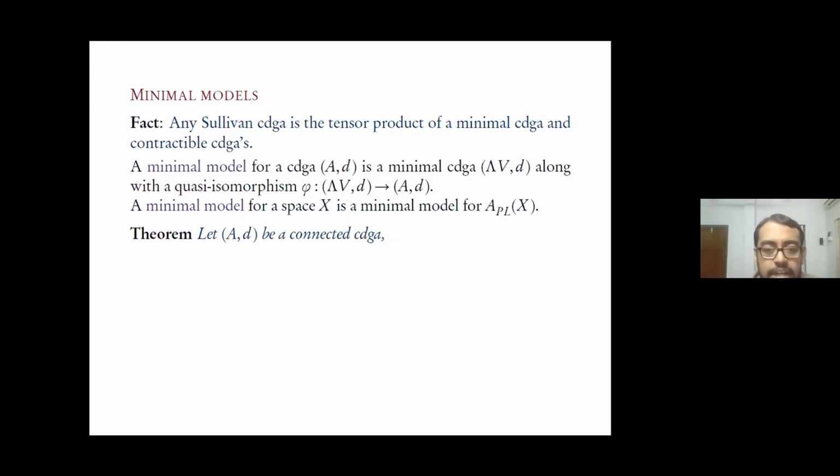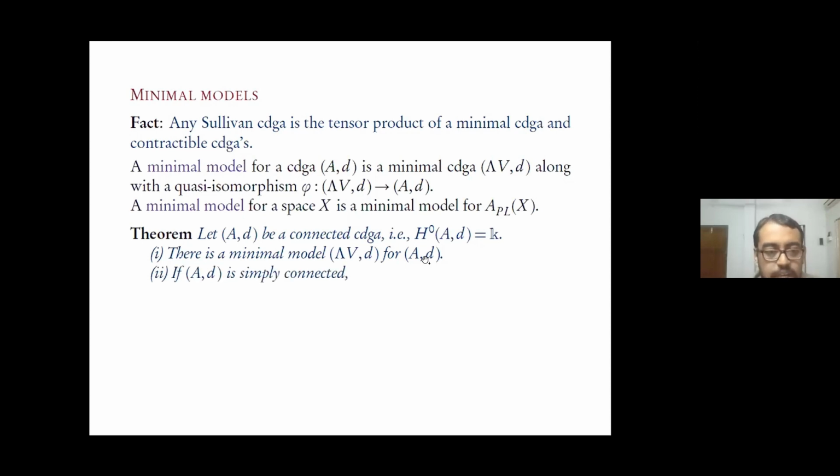So if I have a connected CDGA, this is a terminology probably others will use. Connected CDGA means that the zeroth cohomology is K. Okay, pretty much the same you see in spaces, right? In spaces you want it to be path connected or connected. So the first claim is there is always a minimal model for such a connected CDGA.